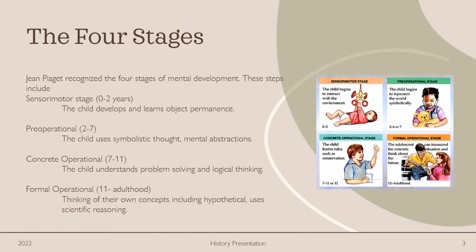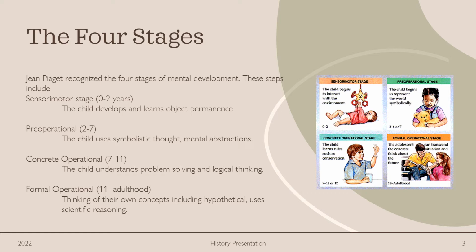So the main thing about Jean Piaget is that he recognizes the 4 stages of mental development. These stages are the sensory motor stage, which is from 0, which is birth, to 2 years. This is when the child develops object permanence, uses their reflexes, things you would really see in a newborn to 2 years. The next stage is 2 to 7, the pre-operational stage. This is personally the ages that I work with. The child starts to use symbolic thought and mental abstractions. So this is like talking a little bit, using their toys, figuring out what their toys and such do.